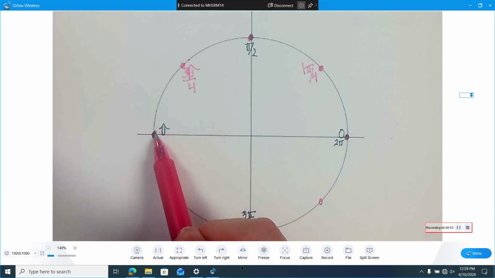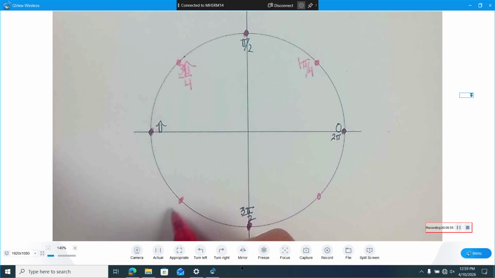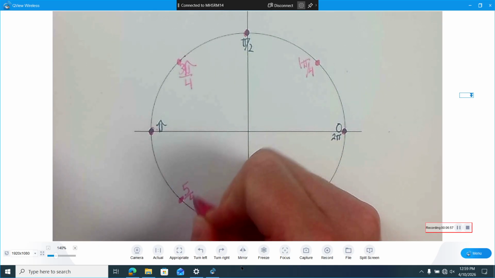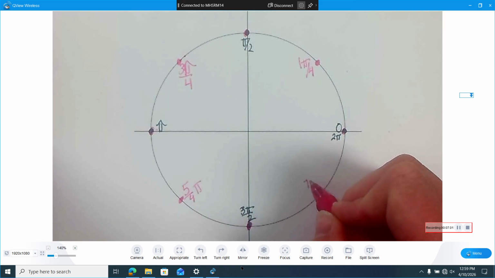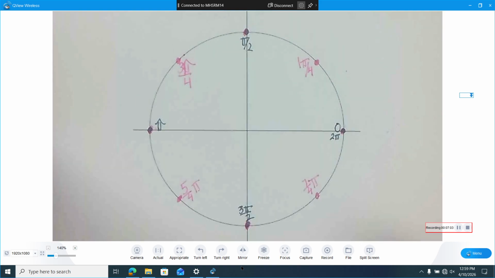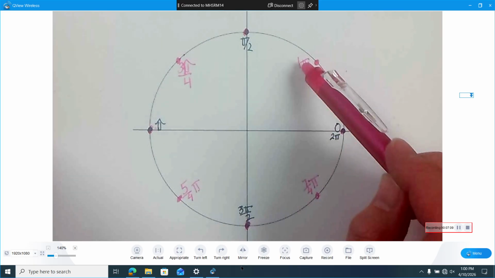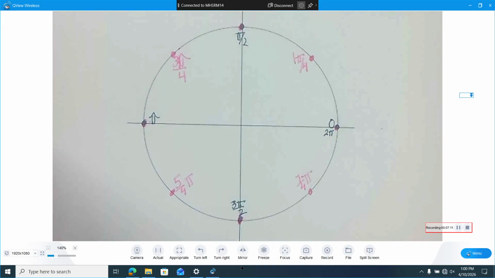What's this one? 4/4. 5/4 pi. This one is 6/4 pi, and our last one is 7/4 of pi, or 7 pi over 4, okay? So again, we're sort of just counting. You can see, again, these are odds, 1, 3, 5, 7. Maybe that's something useful.